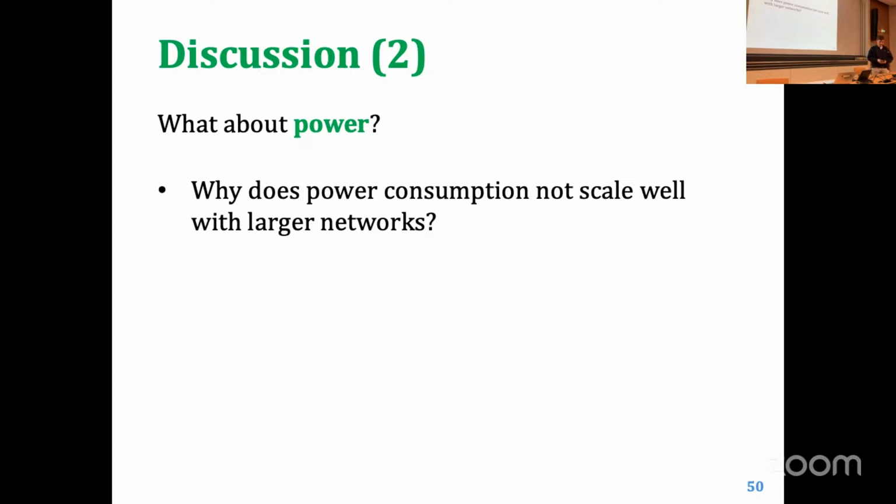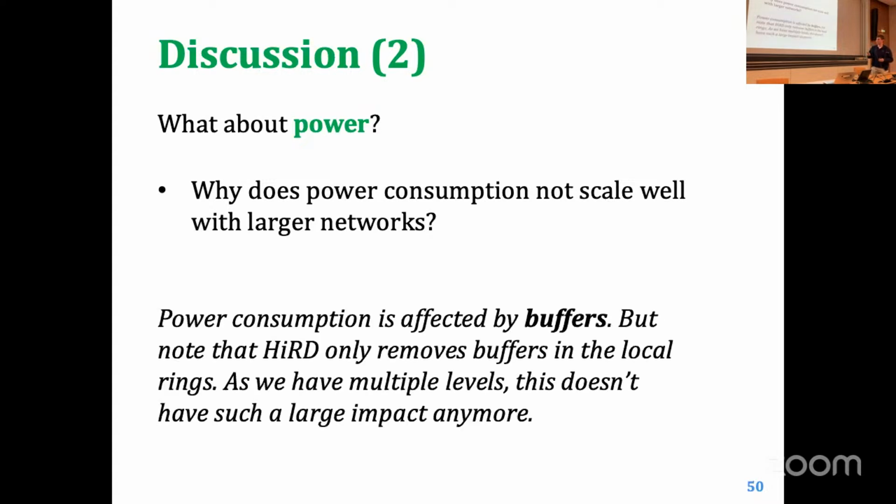What I was trying to aim at is why this particular design doesn't scale so well. I got this answer. I don't know if it makes sense. The idea is that we are not removing buffers. Buffers are what cause a lot of power consumption, and we are not removing all of them. We are just removing the ones in the local rings. And so when we have a bigger network, we have more levels. We will still have the buffers in the inter-ring interfaces. And so the more levels you add, the more buffers you will have, and the less will be the advantage that you get from removing the buffers in the lowest level.